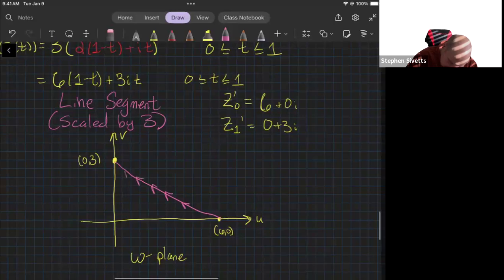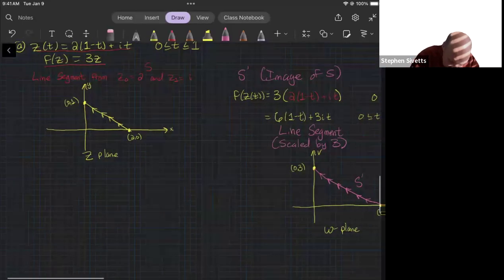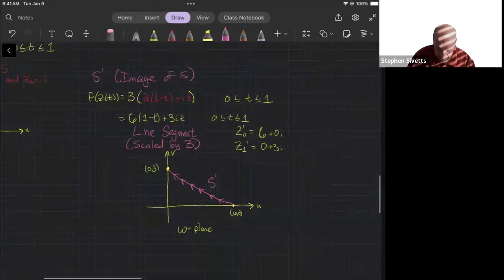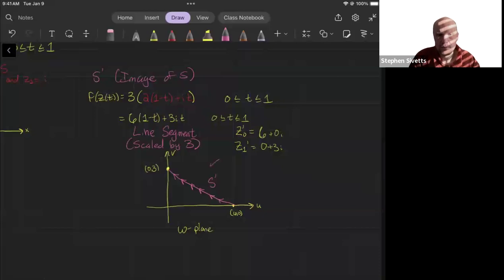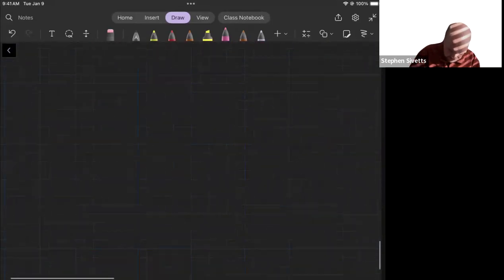It's just the same line, but it's scaled up by 3. So S prime would be there. Here's S, S is here, and then S prime would be here. So hopefully that made sense. How about this example?